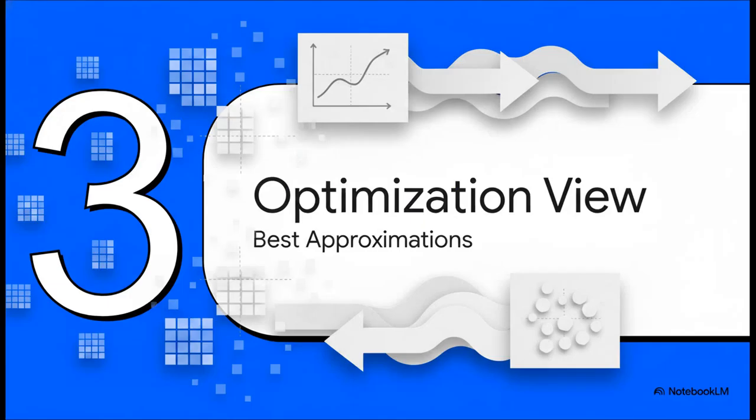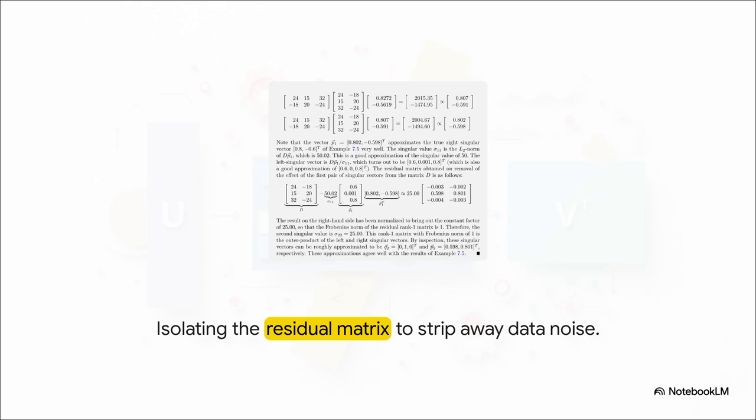Which brings us to Section 3, the optimization view, where we hunt for the best approximations. Take a look at the math playing out here with this residual matrix calculation. If we truncate the SVD, meaning we only keep the largest, most important singular values and toss the rest, we can actually approximate a matrix remarkably well using just a tiny fraction of the data.